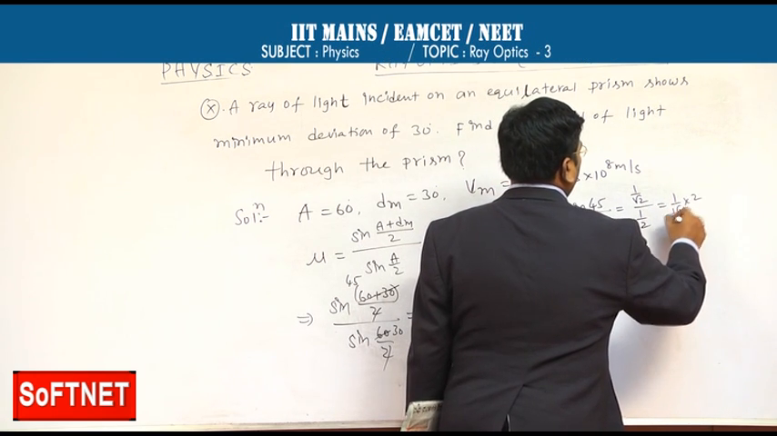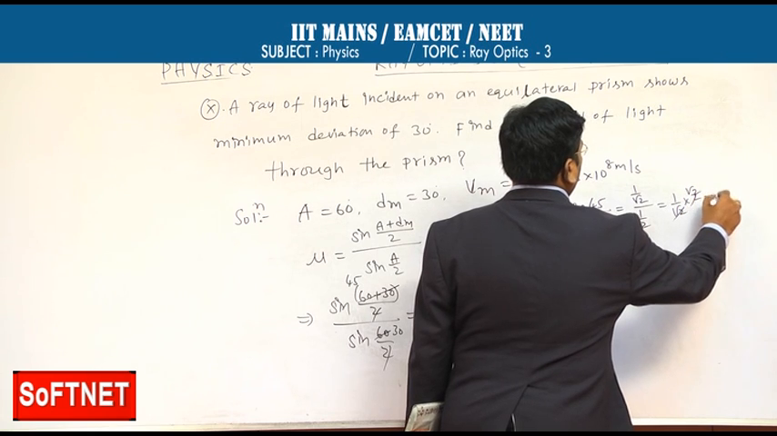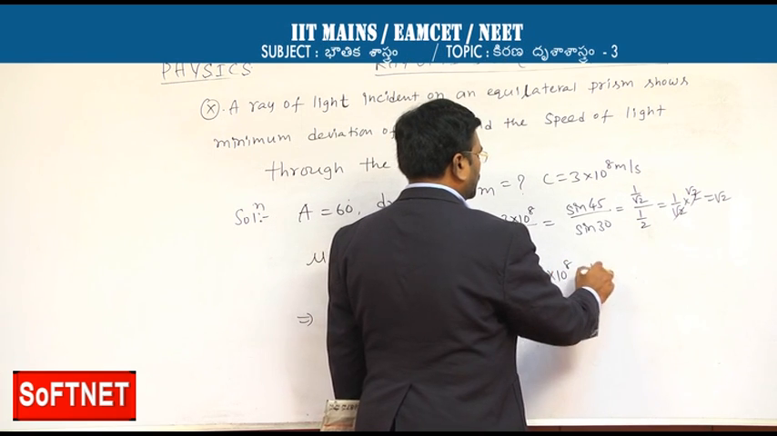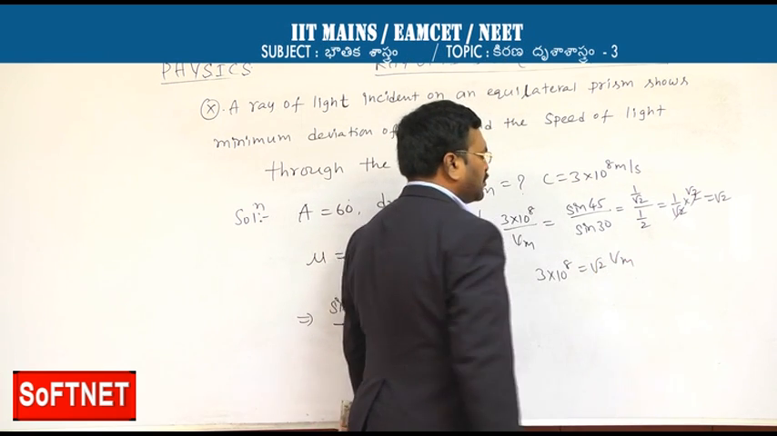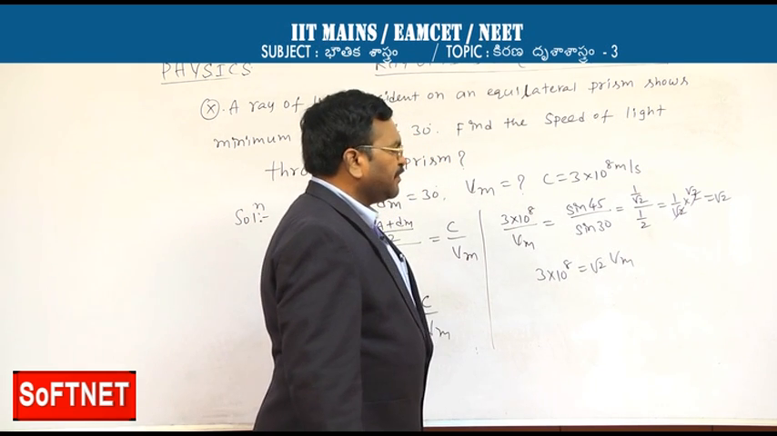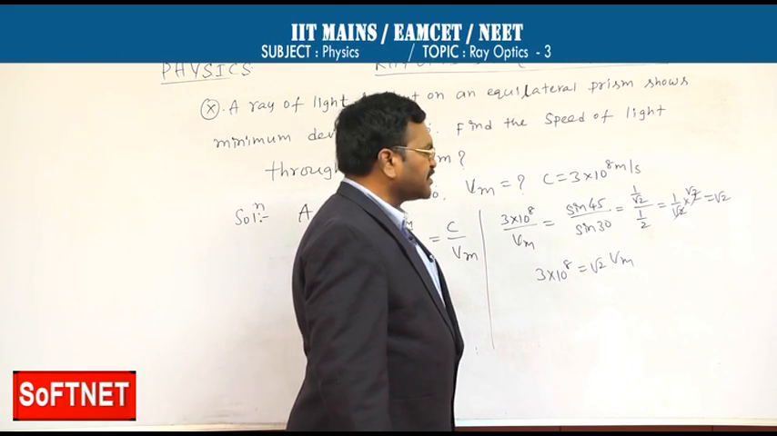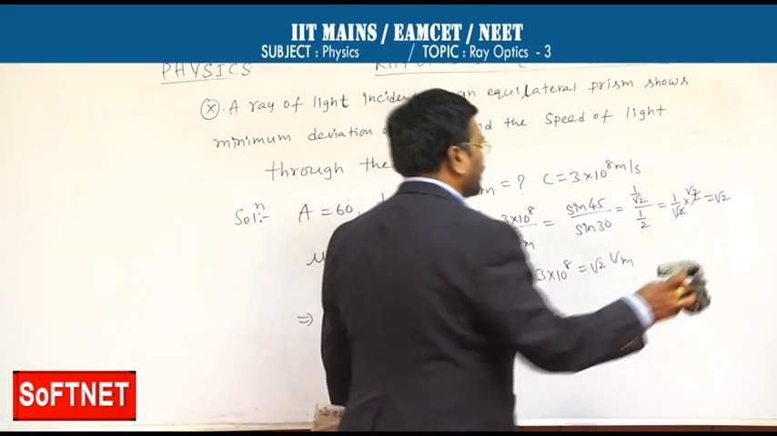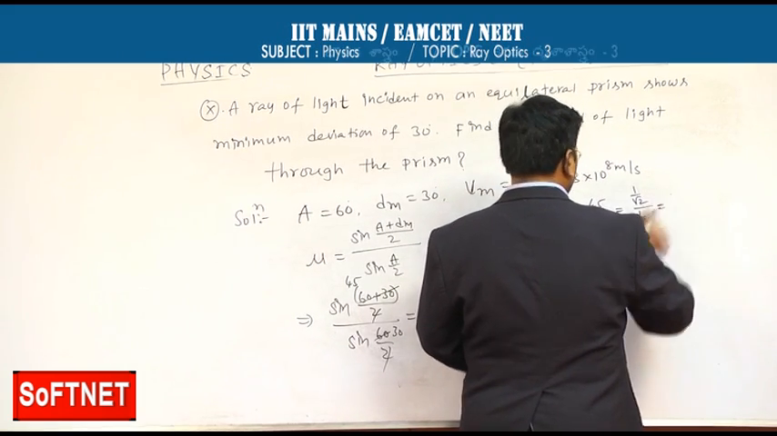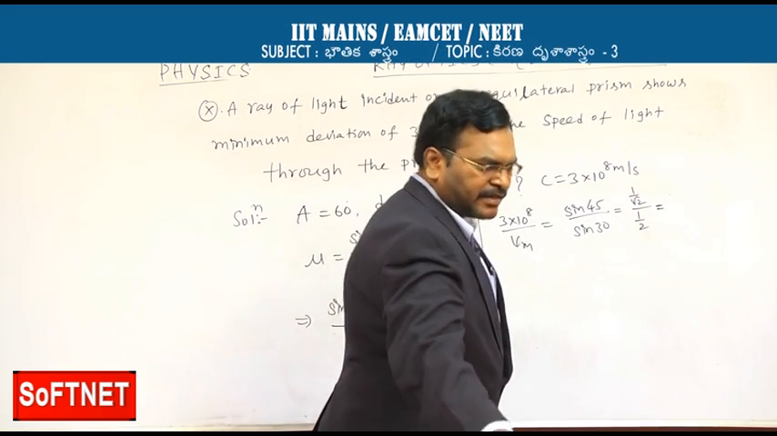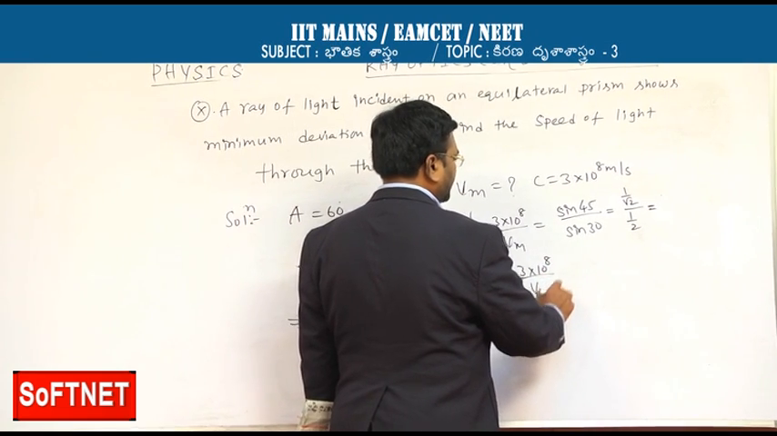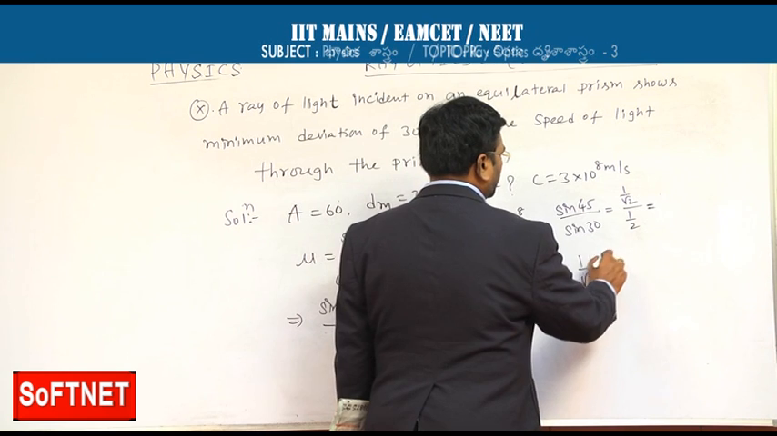So we are getting, what is that? Root 2. So 3 into 10 to the power of 8 is equal to root 2 into V, velocity of light in medium. So from this, is it clear now? Here 1 by root 2 by 1 by 2, how much? Otherwise next step I write like this. 3 into 10 to the power of 8 by velocity of light in medium is equal to what? 1 by root 2 into 2 by 1.